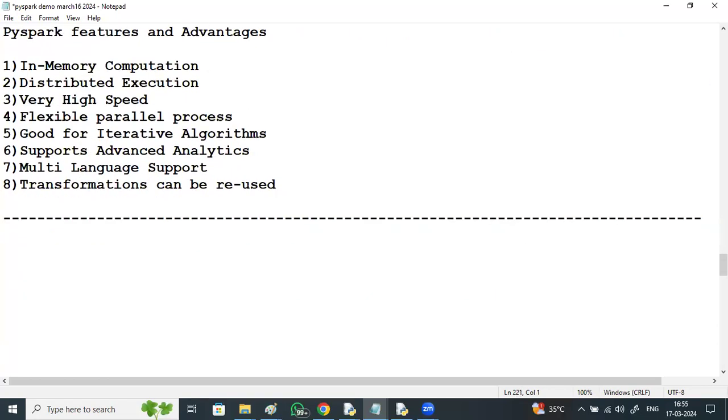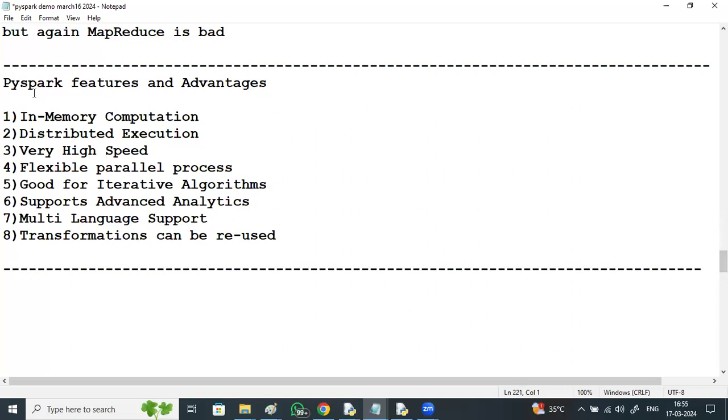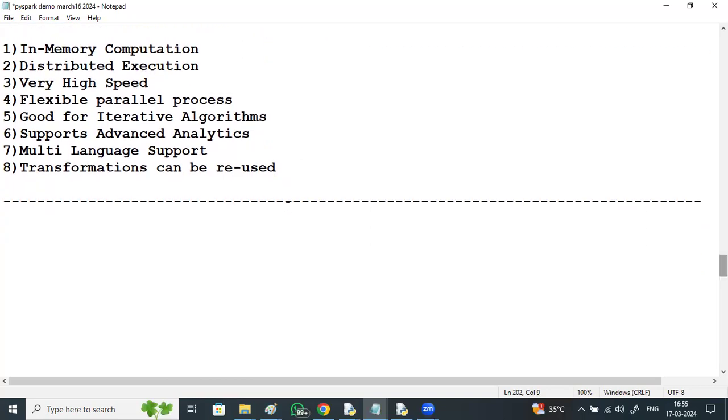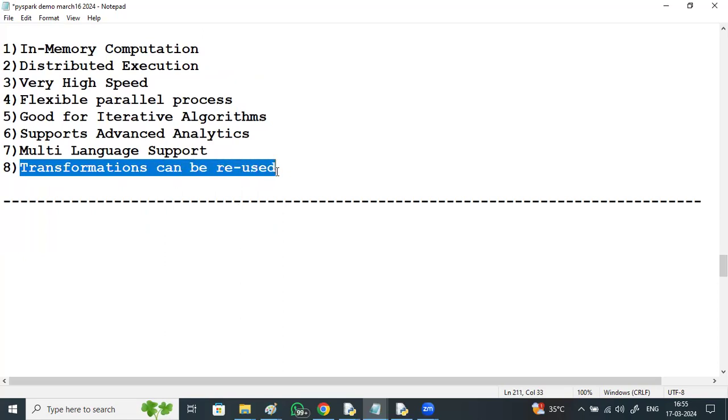The transformation can be reused, meaning mappers can be reused. Not in the case of MapReduce. In PySpark, I'm talking, PySpark doesn't have MapReduce. There is no concept of mapper and reducer in Spark. So how can these transformations be reused? In Spark, we have the concept of RDDs, which I'm going to discuss. Today I'll give an example of how transformations can be reused in Spark. Two things I'll be discussing with an example: how transformations can be reused.